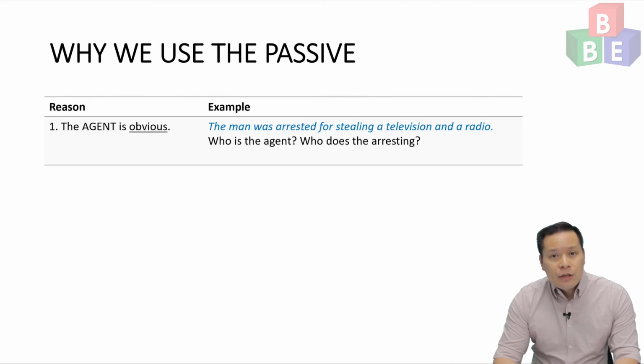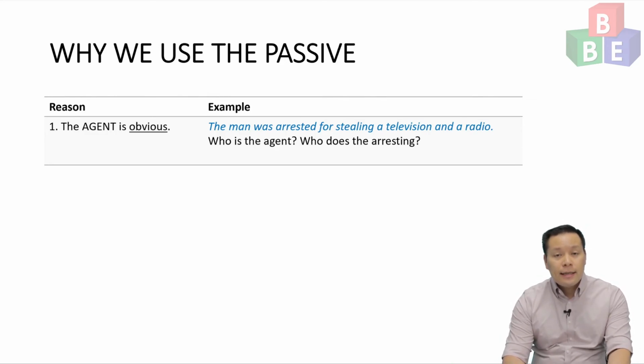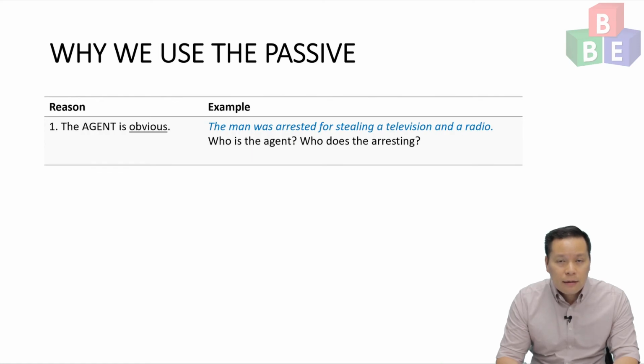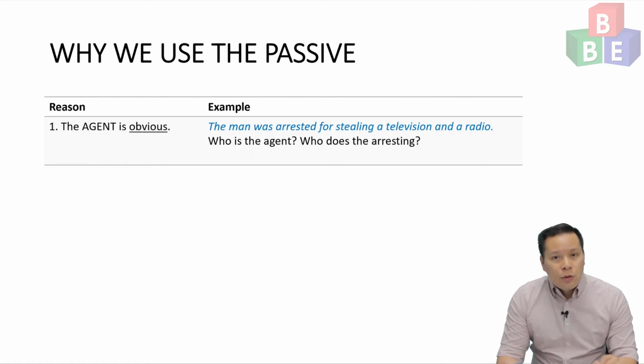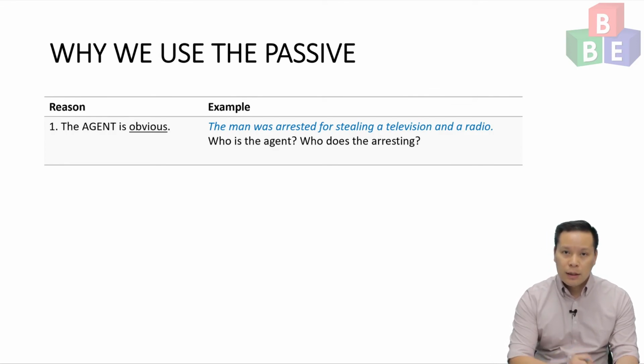And there are many other situations in life where we use the passive because the agent is obvious. For example, I was given a big assignment tonight to do for homework. Who is the agent? The teacher. I was rushed to the hospital following the car accident. Who is the agent? The paramedics or the ambulance workers.